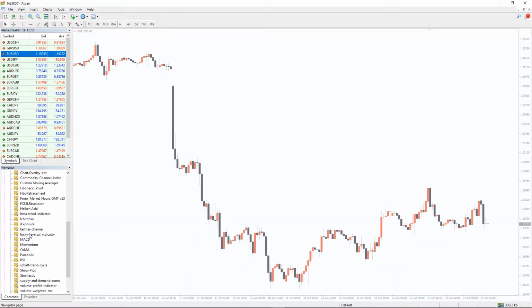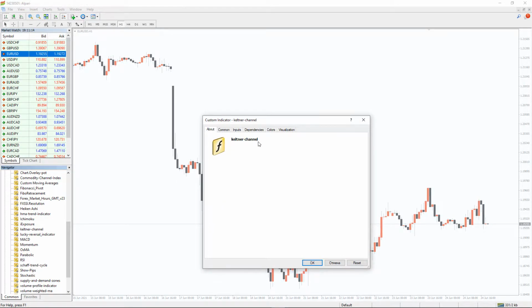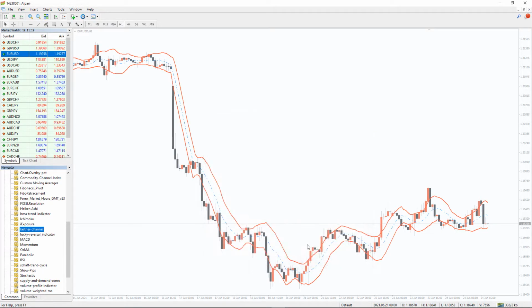To run the indicator, simply drag the Keltner channel indicator from the indicator list to your MT4 chart. And please don't forget to click on Allow DLL imports in the settings window.